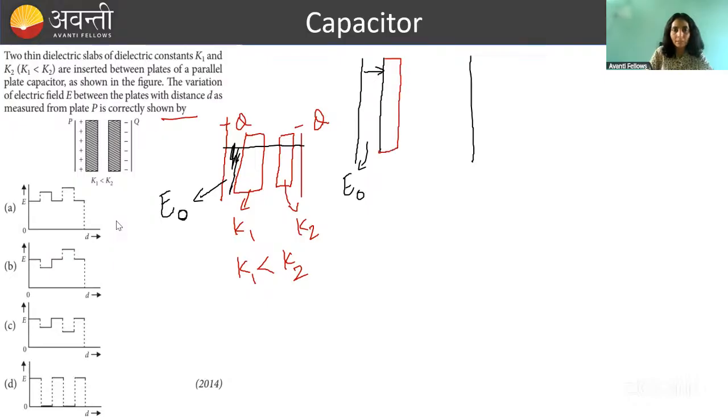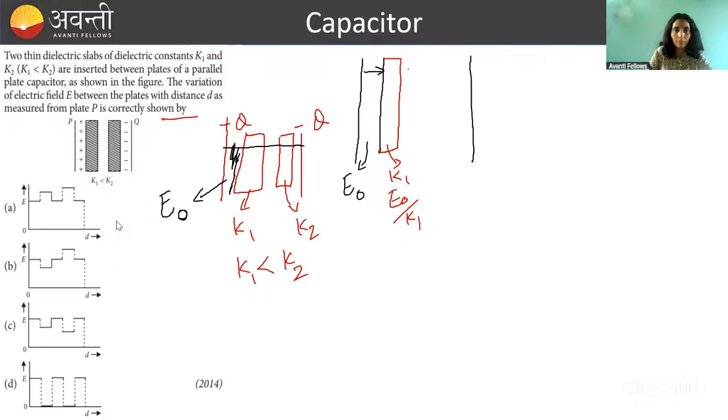And in this region, dielectric constant is what? K1. And in this region, electric field will be how much? E naught by K1. So certainly less than E naught, because K1 will always be greater than 1. Dielectric constant is greater than 1. I always use the term electric field is decreasing, which means the dielectric constant is going to be greater than 1.